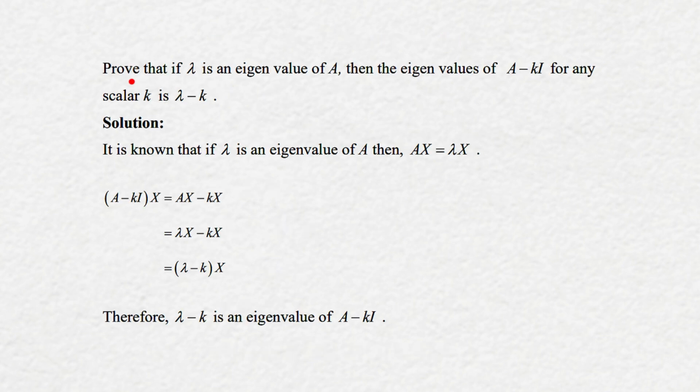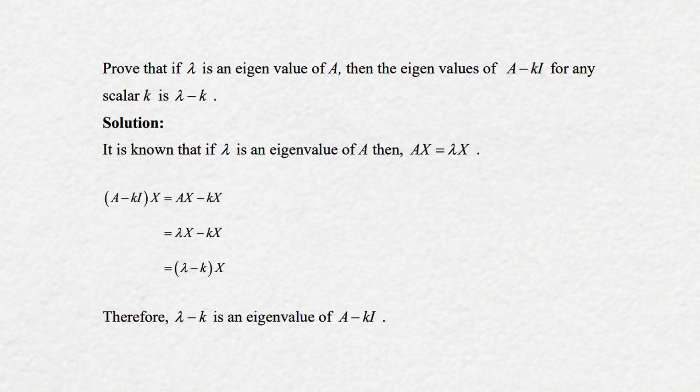Next result is, if lambda is an eigenvalue of A, then the eigenvalue of A minus kI for any scalar k is lambda minus k. So, this is the generalization. It is known that lambda is an eigenvalue of A, then Ax equals lambda x. So, instead of A, we can supply here A minus kI acting on x; we are going to evaluate this.